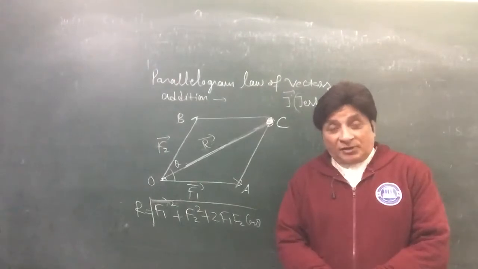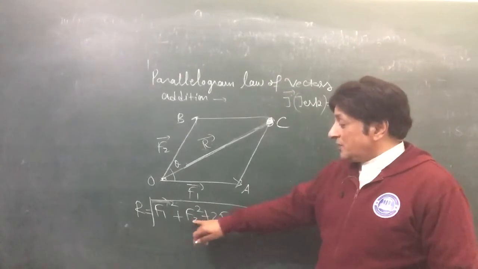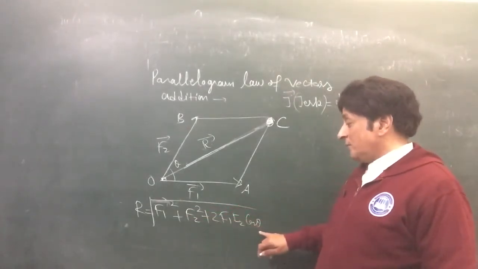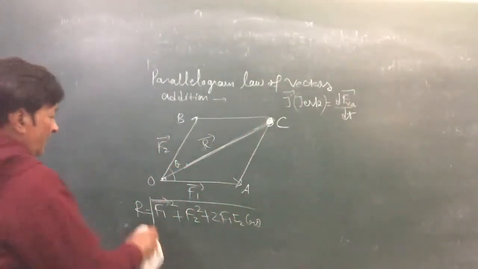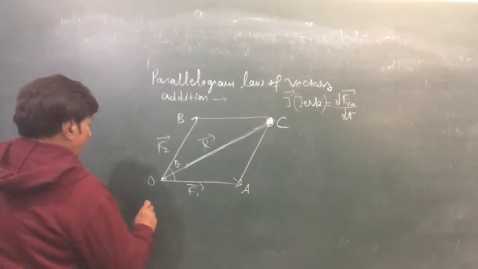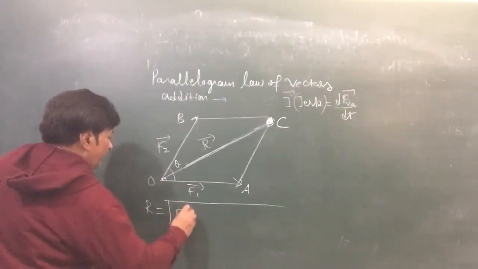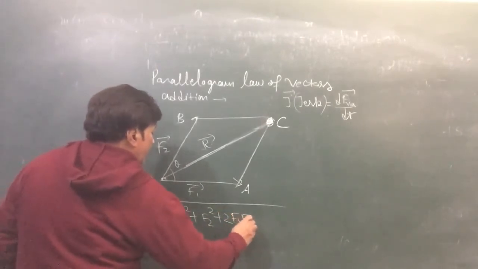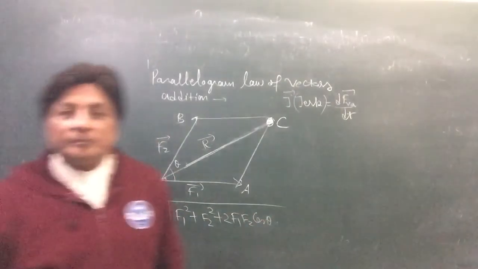What happens in the kite? First of all, I will explain how this F1, F2 and 2F1F2 cos theta, F1 square plus F2 square plus 2F1F2 cos theta adds there. Let me rub it once again and let me make it. See, R is equal to the square root of F1 square plus F2 square plus 2F1F2 cos theta. Correct?